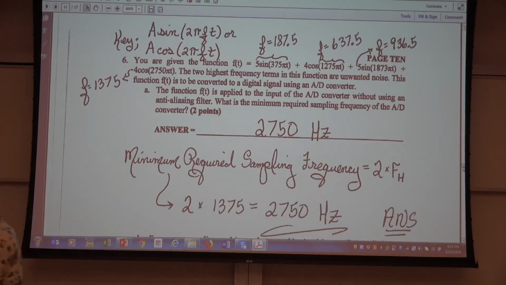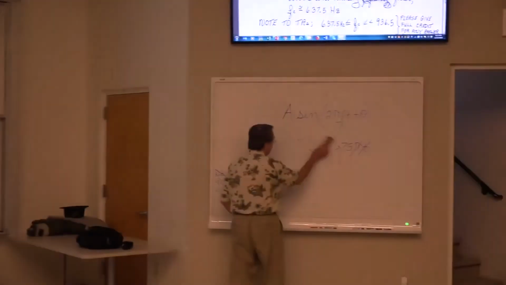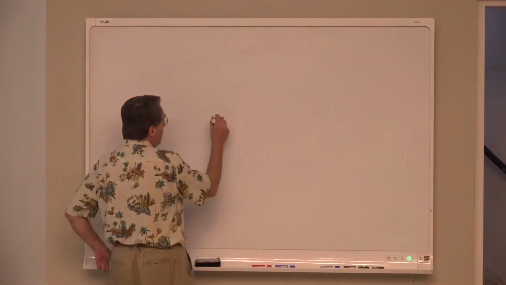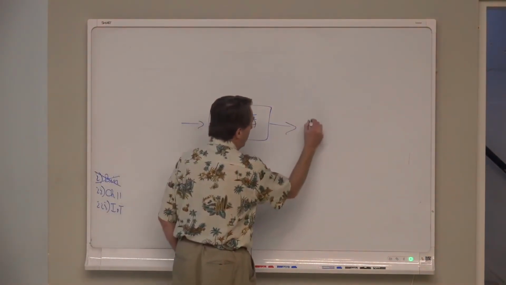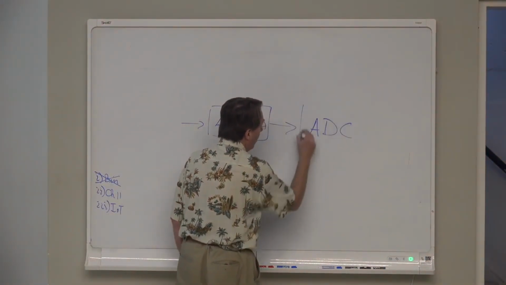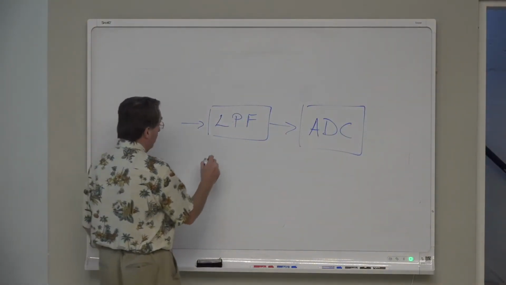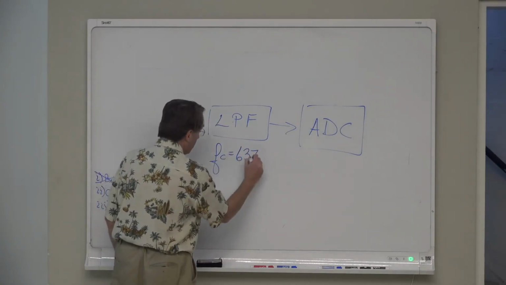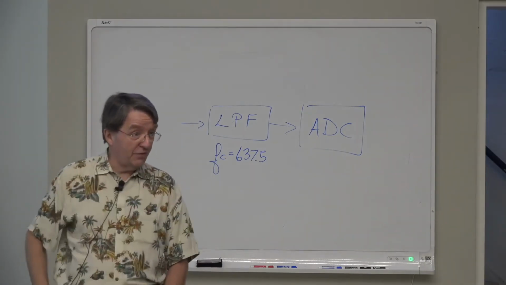So I say, all right, but I have to have the low pass filter let the first 2 terms go through. And it says here, how would you pick the corner frequency of this low pass filter? Now, I'm going to come over here to the board. You might remember this discussion in our lectures. Here is a low-pass filter. This is the anti-aliasing filter, right? And then we go into the A to D converter, analog to digital converter. Now, the highest frequency I want to get through here is 637.5. So the simple answer is to set the corner to that, 637.5.